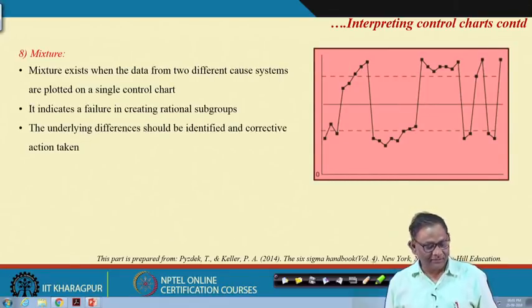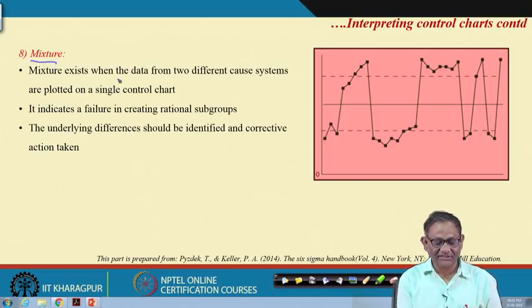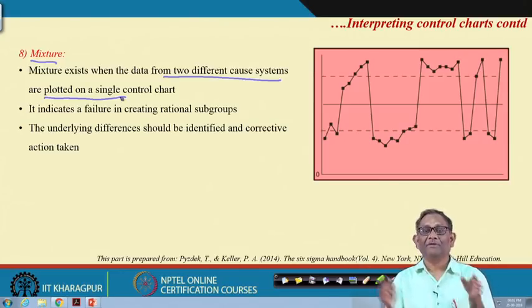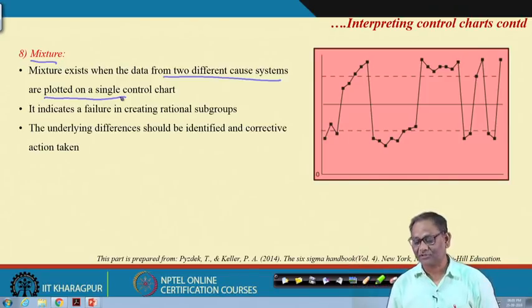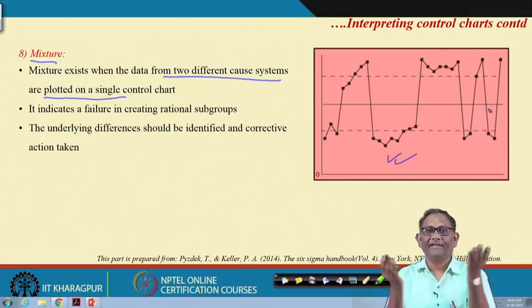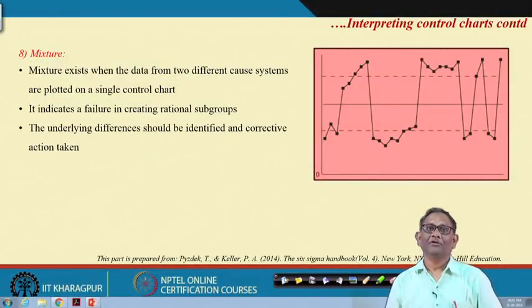Then the final one is the mixture. What is the mixture? Mixture exhibits when data from two different cause systems are plotted on a single control chart. It is not one. So, you have mixed many things, maybe data from two departments mixed together and plotted, or two different machines, two different processes mixed together and plotted. Then this kind of mixture chart pattern you will get. If you get a mixture pattern, you are sure that you have basically blended data from different sources. This should not be done. This is not an in-control process, and this is a problem with the control charting.